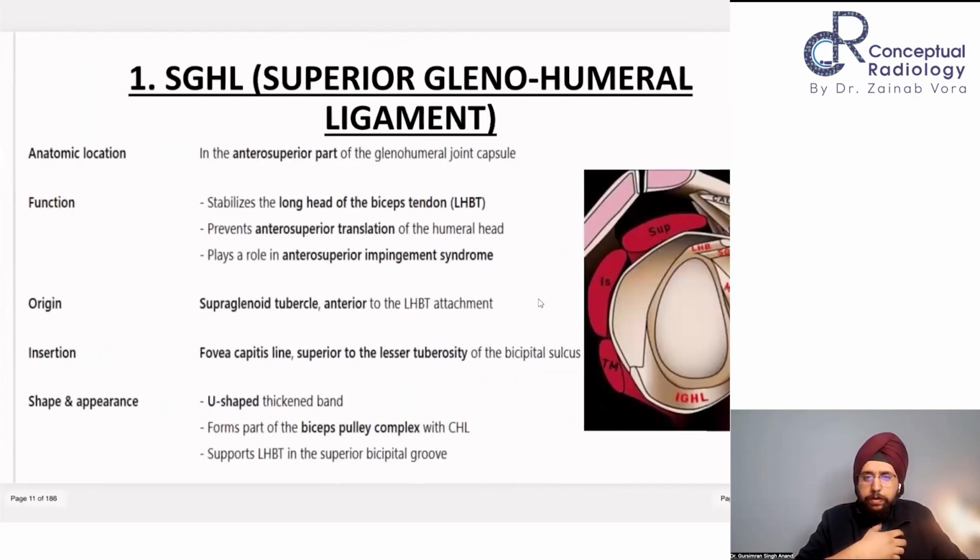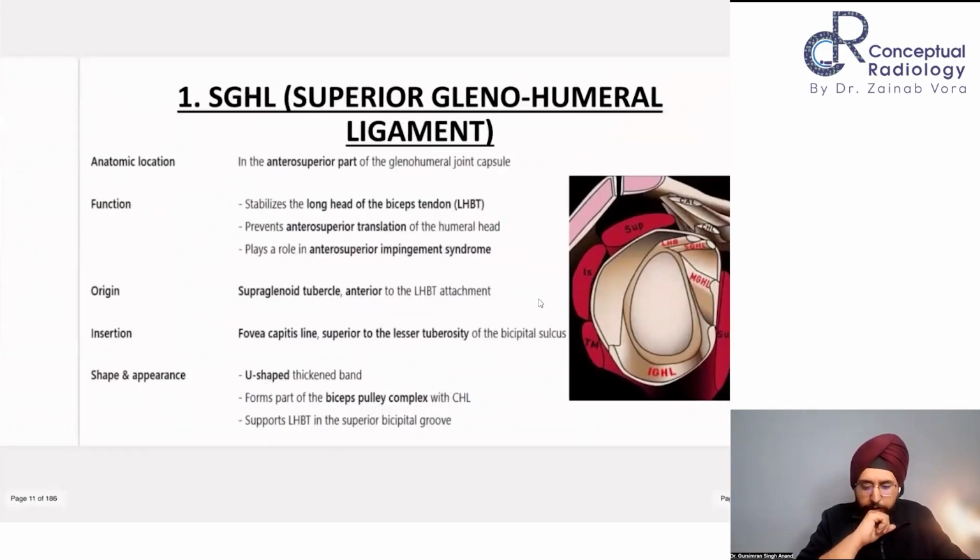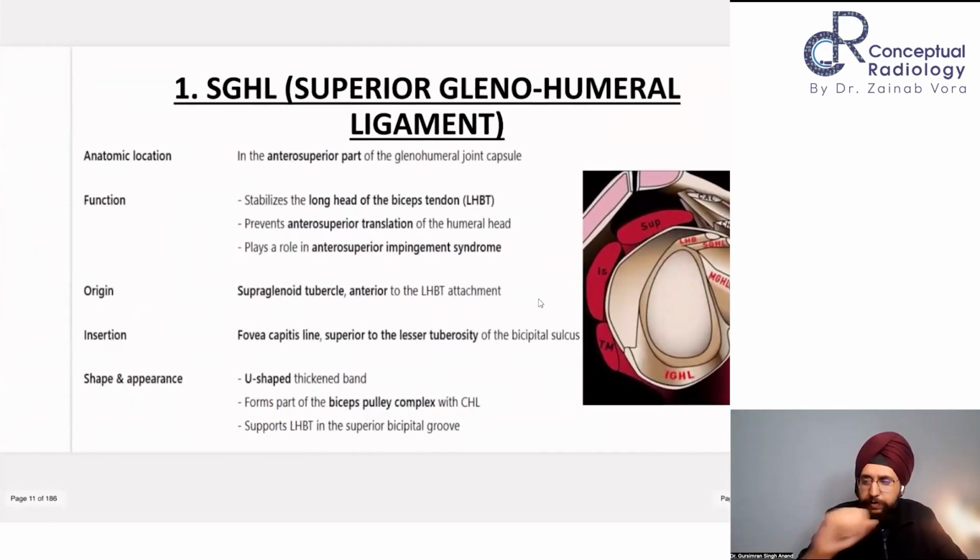Okay. So we'll discuss these briefly. More of it I will be showing you on the DICOM images. That's how to recognize these ligaments, which is more important. Okay. You can just ignore your attachments. So obviously your SGHL will be the most superior one. Okay. And the origin is from the supraglenoid tubercle.